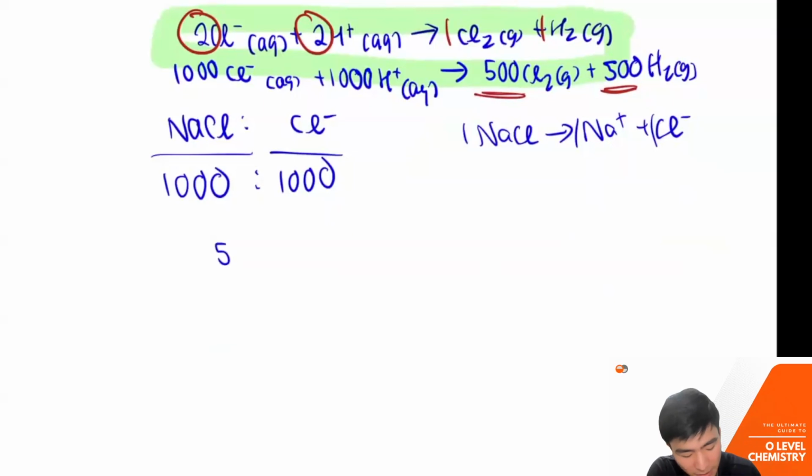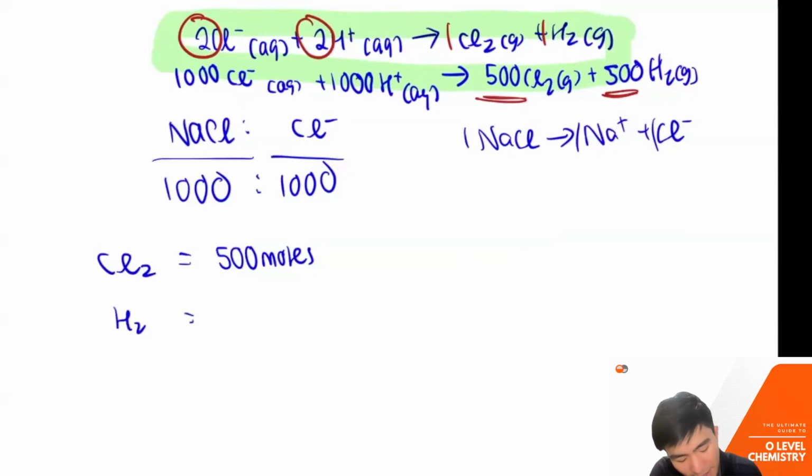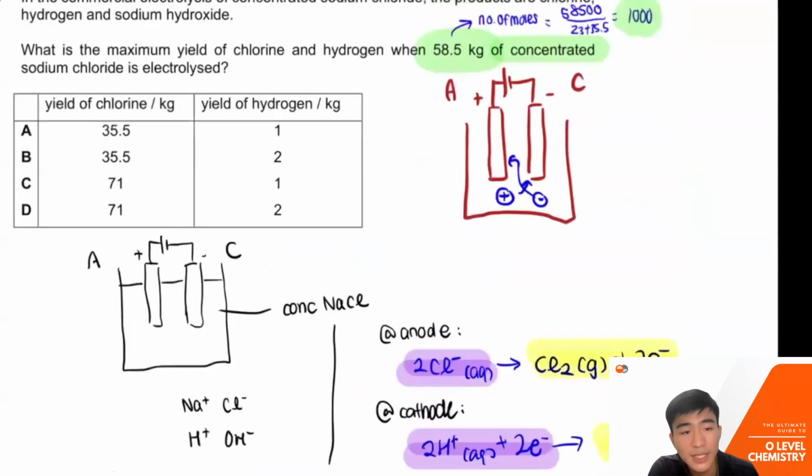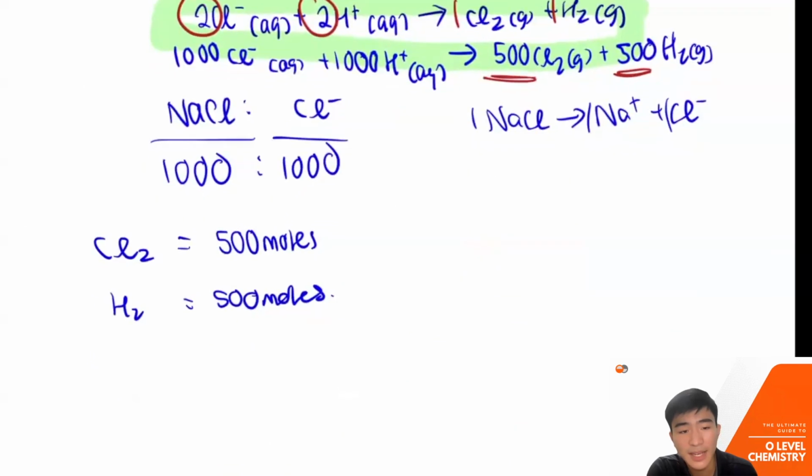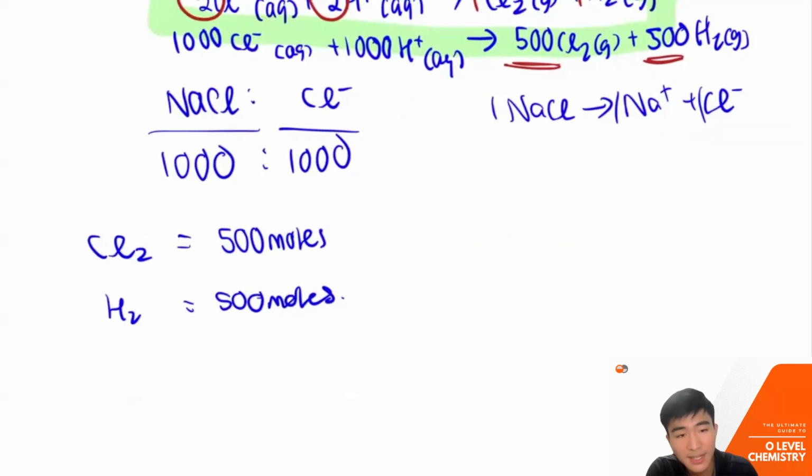I got 500 moles of Cl2. Cl2, this is Cl2, 500 moles. H2, I also got 500 moles. So what do you want me to find? The question want me to find what is the mass of hydrogen and mass of chlorine. So very simple one. I take 500 multiplied by the MR. So this is 35.5. Then this is 2, right?